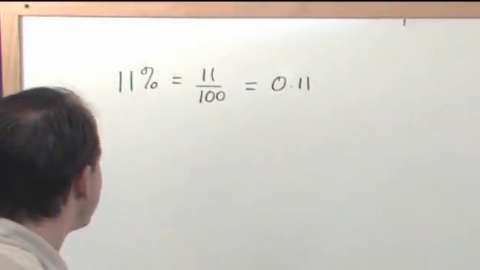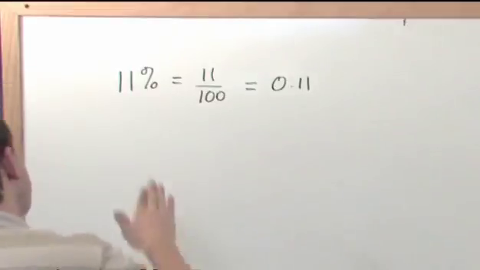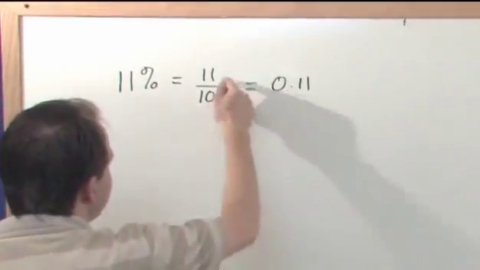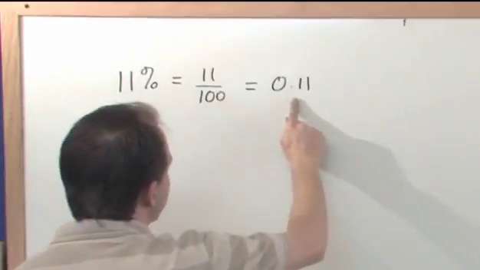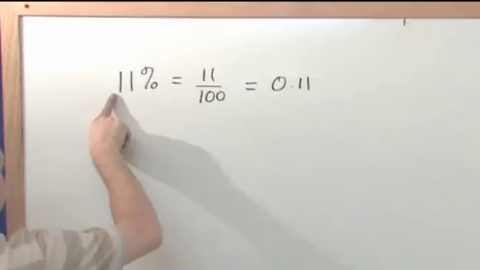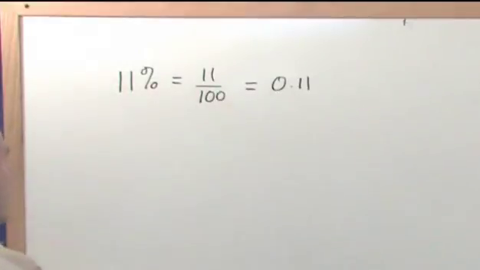So you see, this is super easy stuff, okay? 11% means per 100. So in order to express it as a fraction, you just put it over 100. In order to express it as a decimal, you take its decimal point, which is here, and you move it 2 places to the left, and you get it as a decimal.